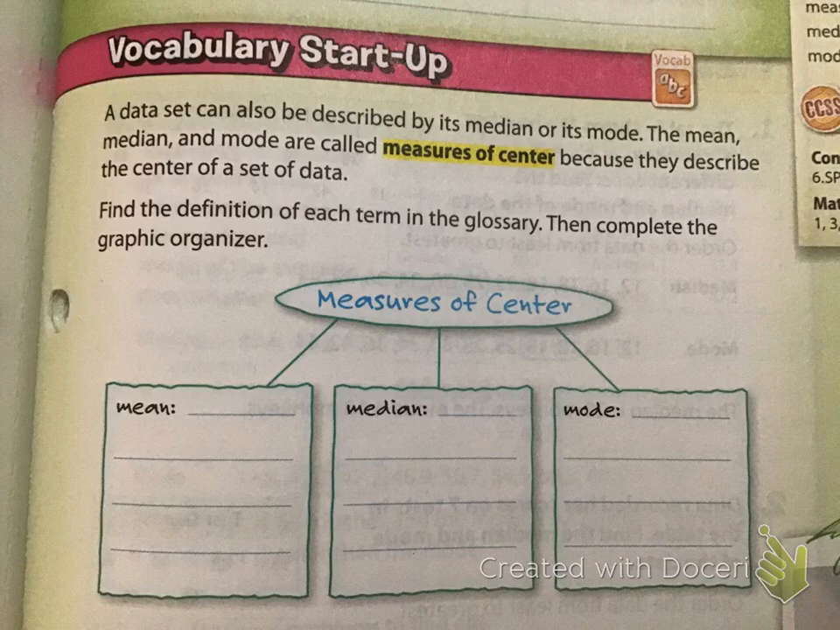The mean, median, and mode are called measures of center. And I want you guys to think, why are these called measures of center? It says right there. Lucy, why do you think they're called measures of center? I think it's because they describe the center of a set of data. Excellent. Good job for reading directly from the book. It's because they describe the center of a set of data. Now, they describe the center of a set of data in multiple different ways.